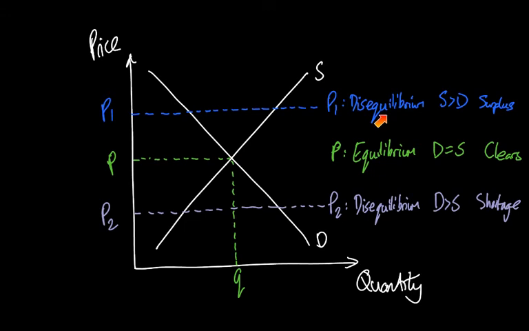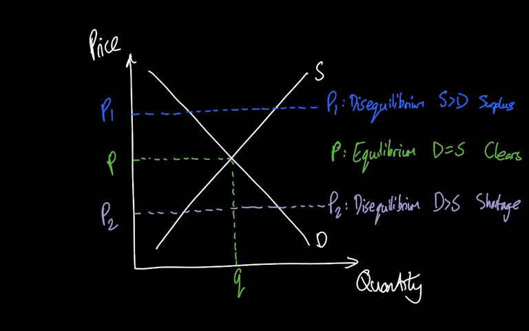At price P1, which is above the equilibrium, the market is in disequilibrium because supply and demand are not the same. In this case, supply is more than demand, supply is greater than demand, and as a result of that we have a surplus. We have more being produced than is consumed. So there are going to be goods left over when the price is too high.